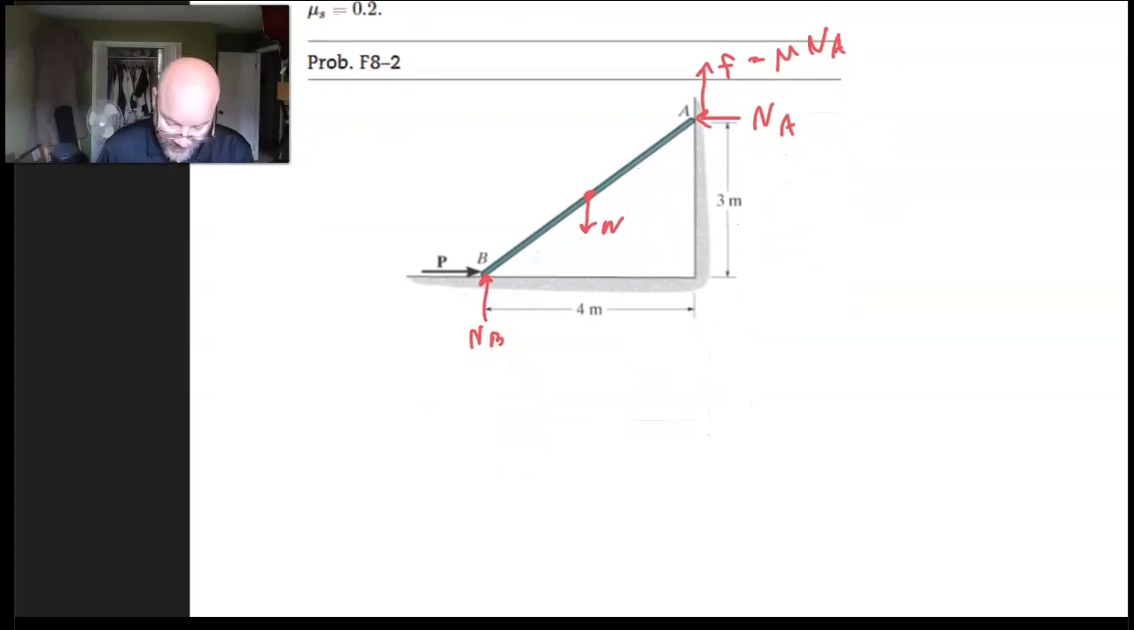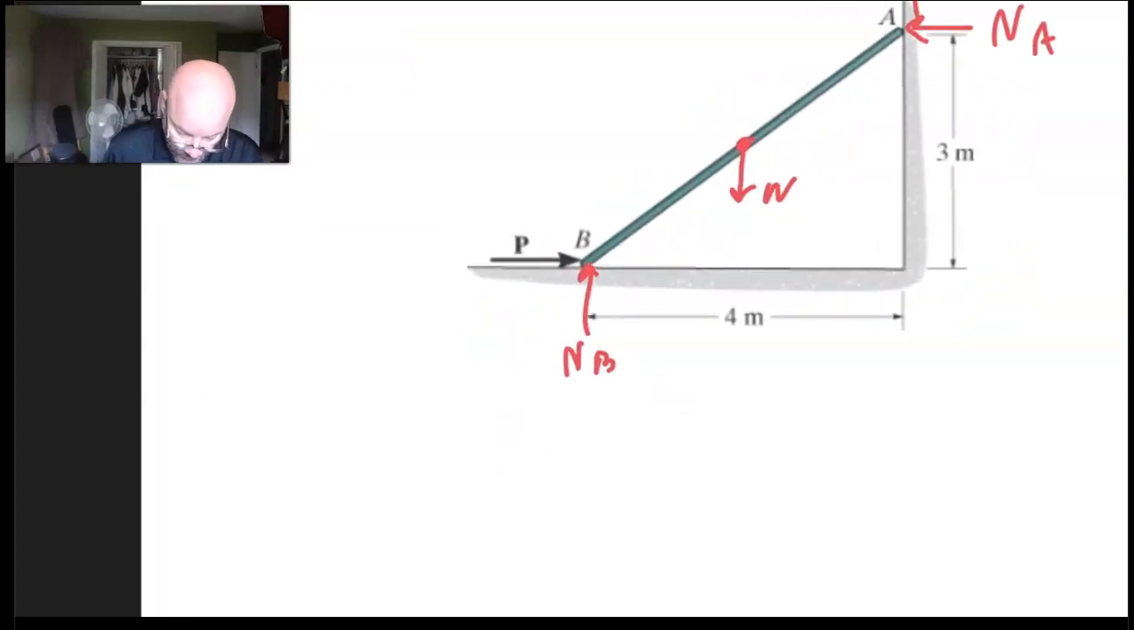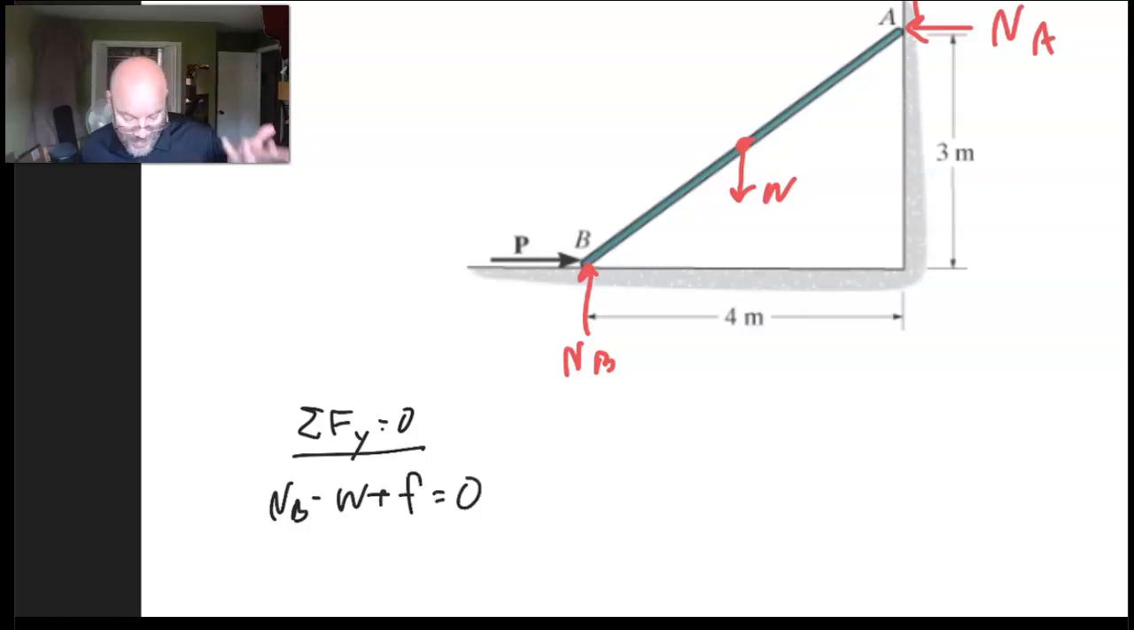All right, let's dig into it here. We're going to have our vertical forces. We've got NB up, the weight down, and the friction up. So the weight and whatever's happening at B are helping each other. They're sharing the load, literally, for W.